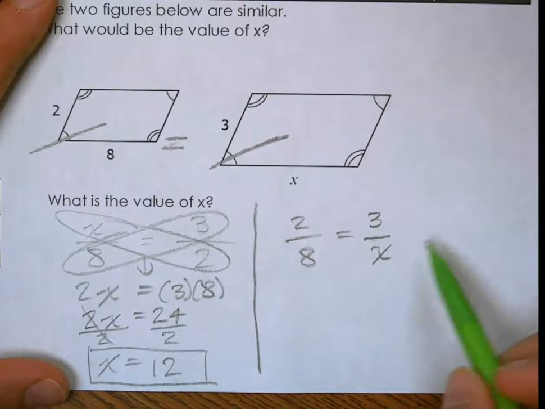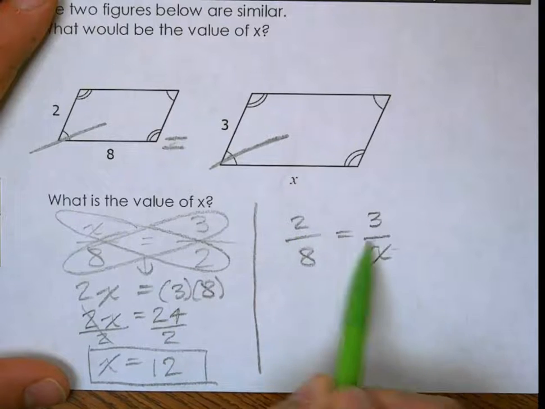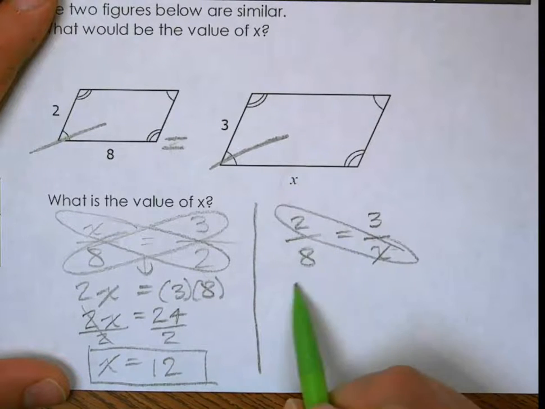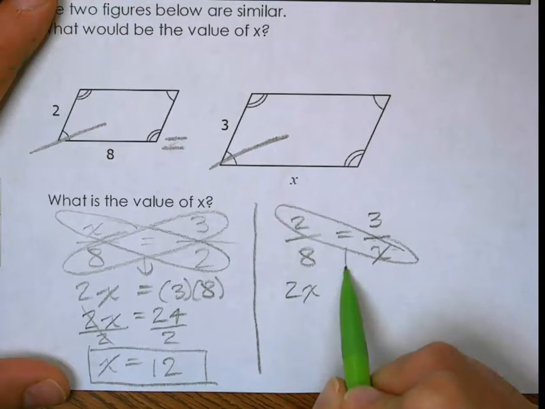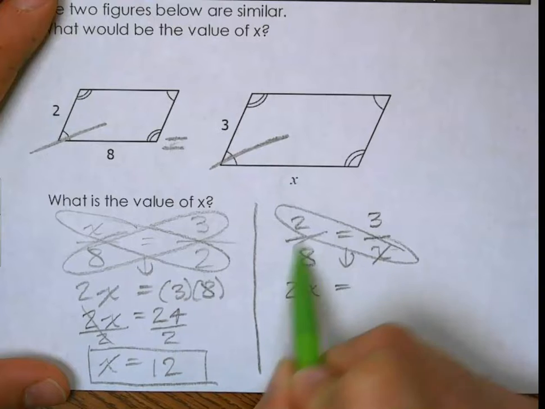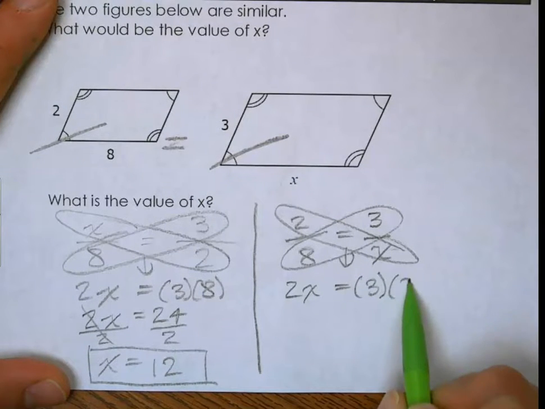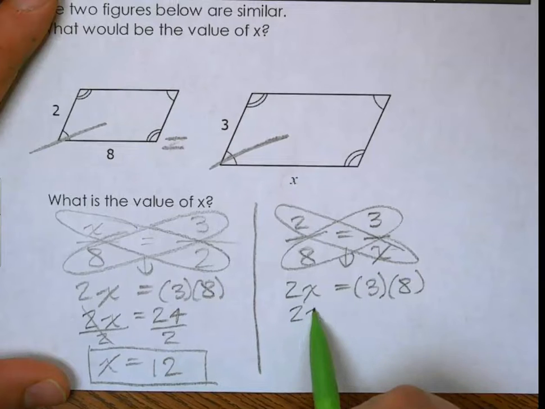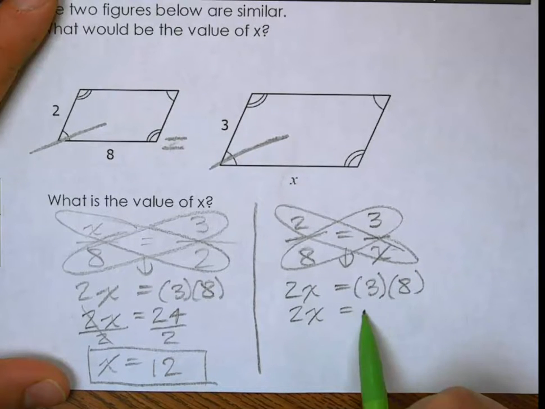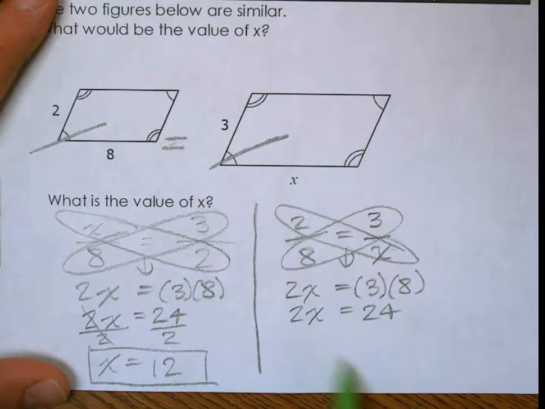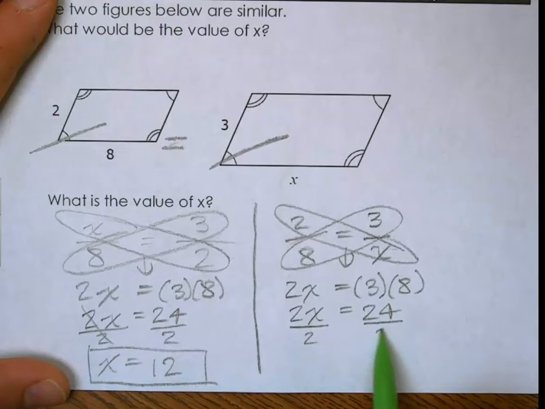Now let's try this one. I have my x, I start there. 2 times x is 2x. Bring the equal sign straight down. Then I have 3 times 8. Okay, so 2x equals 3 times 8 is 24. Now I need to get rid of this 2, so I divide both sides by 2. So x equals 24 divided by 2, which is 12.